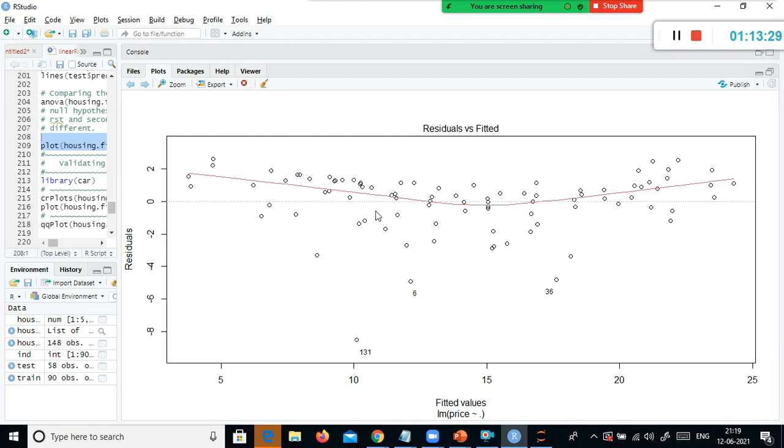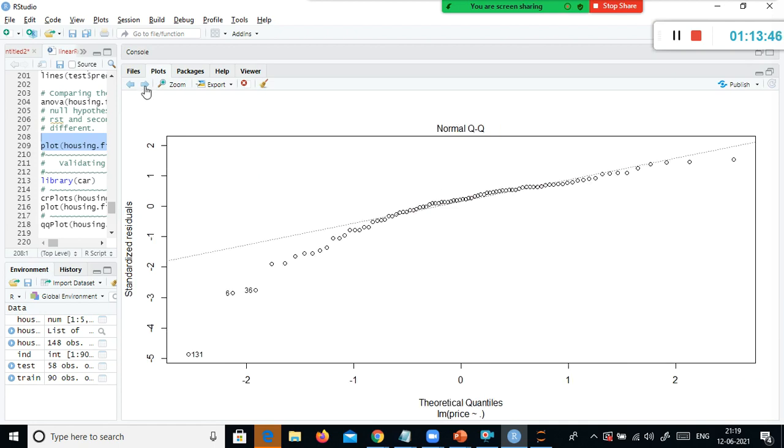This is to understand whether you have homoscedasticity or heteroscedasticity. Ideally, this line is supposed to be straight so that all the values are constant. See, somewhere it is going down, somewhere it is going down again. It is not good. Heteroscedasticity is there. Then normal QQ: all the residuals should be normally distributed, but somewhere, because of some outlier, it is coming like this.